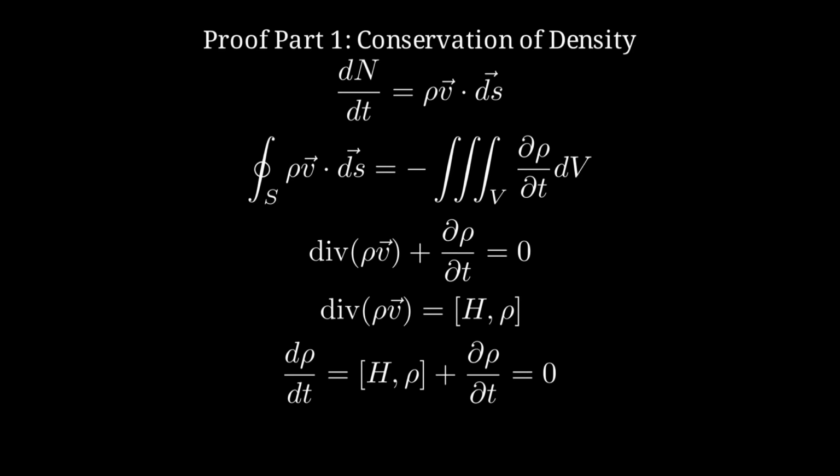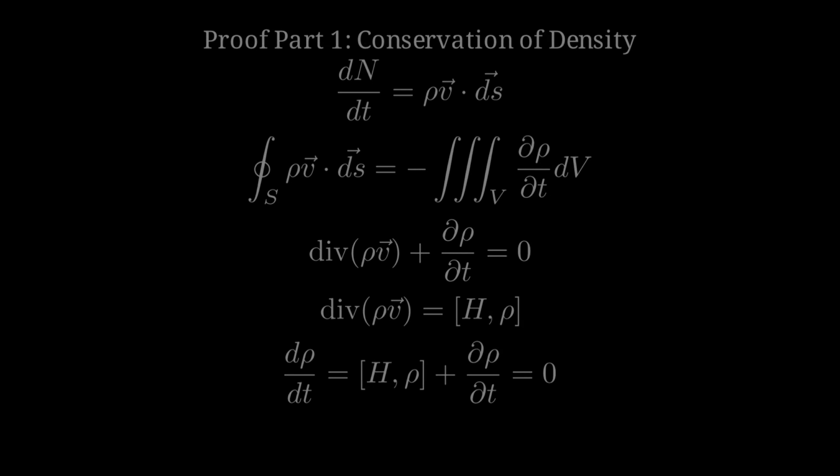This completes the proof of Liouville's theorem. The density of phase points in the vicinity of a moving phase point is constant in time. Now we prove the second part. Conservation of extension. Consider a hypervolume del gamma in phase space. The number of phase points n in this region is the product of density rho and the volume del gamma. Since points are neither created nor destroyed, n is constant, so its time derivative is 0.